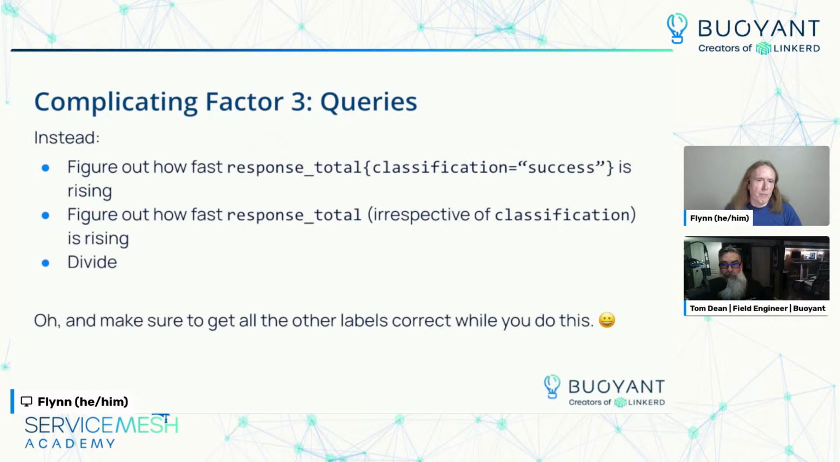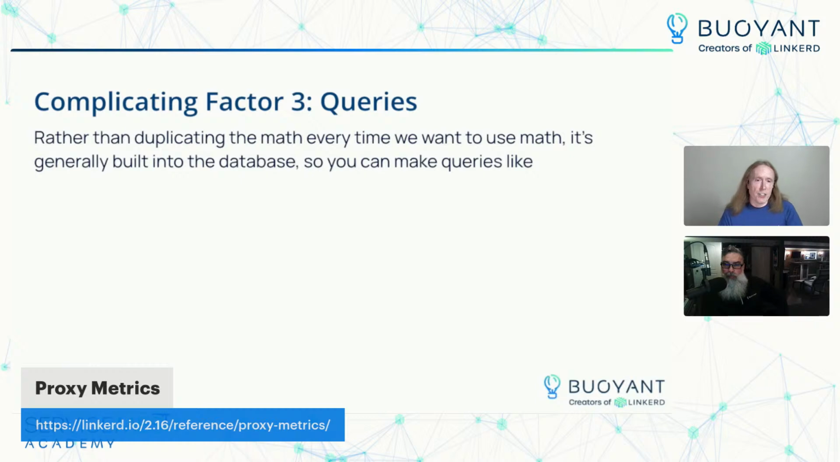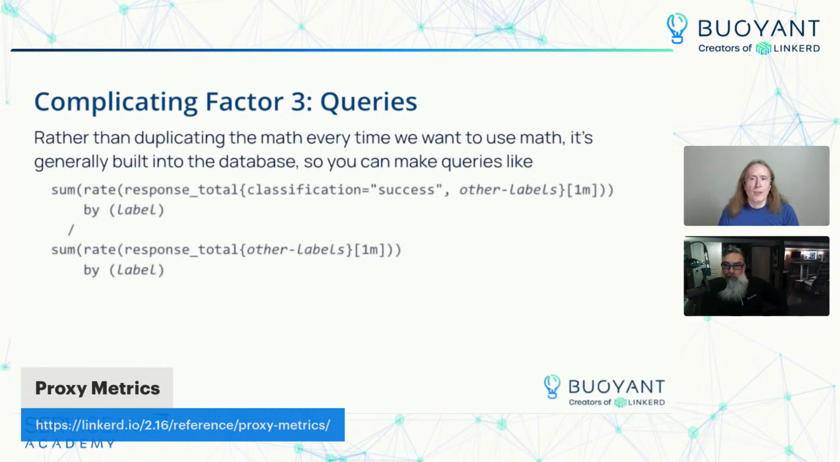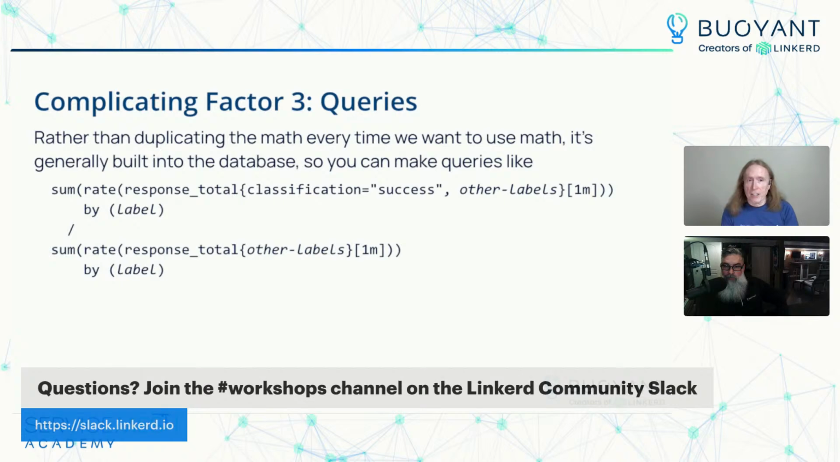And you, of course, have to make sure that you do the right thing with all the other labels while you're doing this. This is a pain. Nobody really wants to do this. So that kind of math gets baked into the time series database itself. And you end up being able to make things like this, where we first take the response total with the success classification and whatever other labels you need, and then calculate the rate over a window of 1 minute, and then add that up by whatever labels you care about, and then you divide by exactly the same thing, but without the classification success label. Thankfully, this is already baked into Prometheus, and you don't have to write all the math for it.